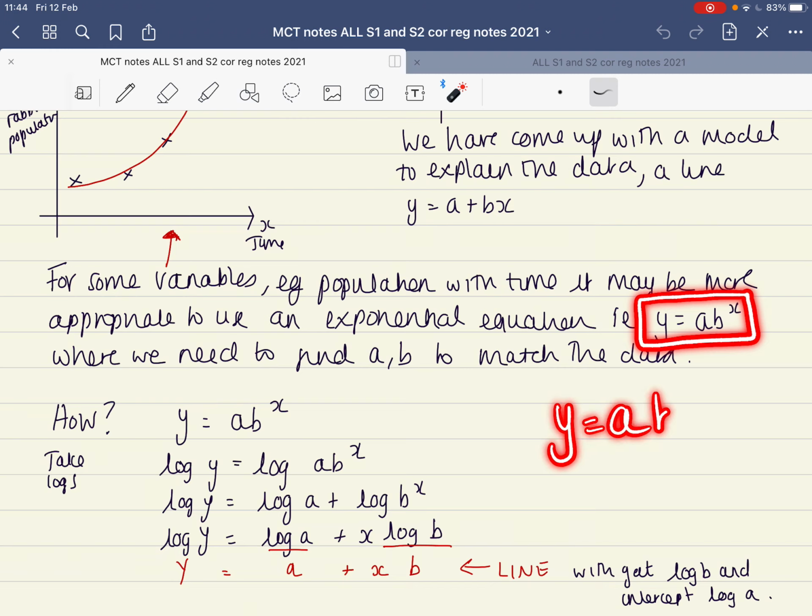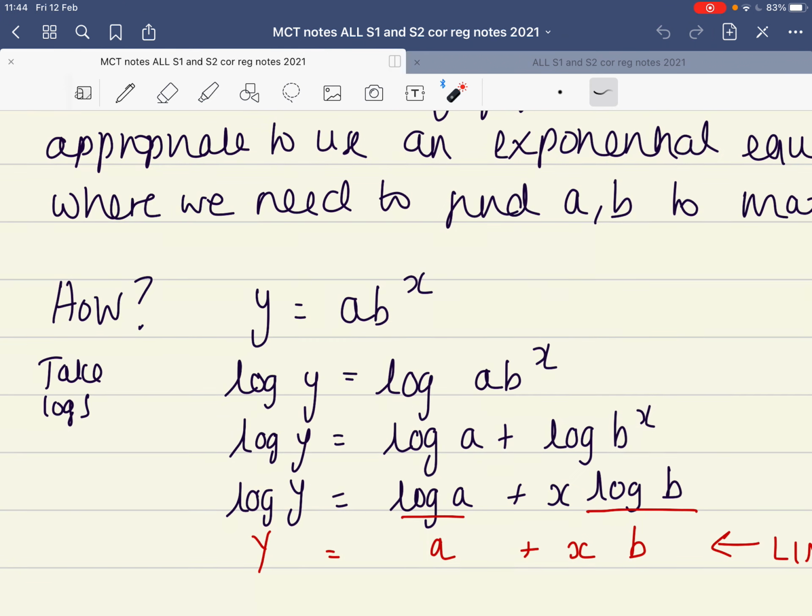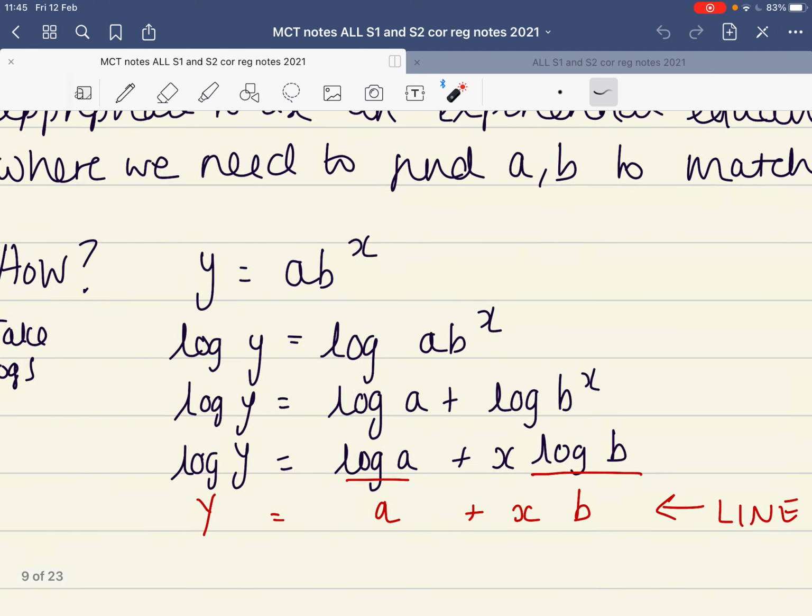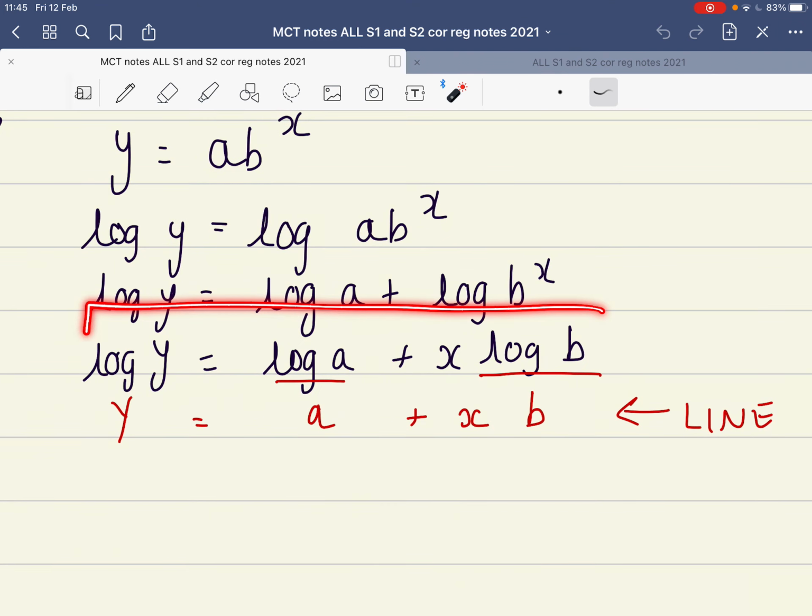So this is just an example of a curve. Y equals something times something to the power of x, where a and b are constants, will be a curve. I'll do this again in a minute on the other notes so you can have a look at it. But take the curve and let's transform it into a straight line. We do that by taking logs. So log one side equals log the other side. Split this one up into log a plus log b to the x, and then bring the x down. And what you're left with is this.